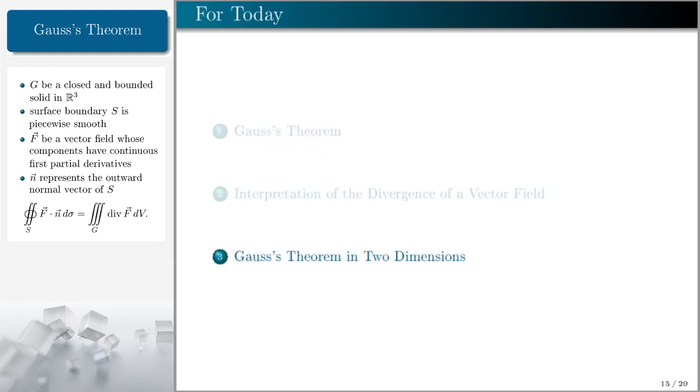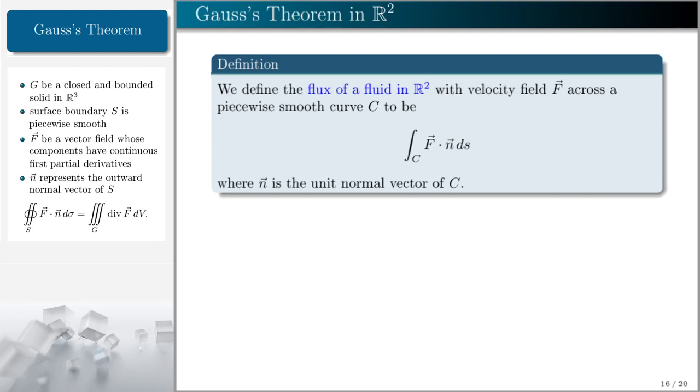Now we will be concluding our topic for Gauss Theorem by studying the result of Gauss Theorem in 2 dimensions. As you may know, Gauss's theorem requires 3 variables because it has a triple integral on the right-hand side of our equality. For us to define Gauss theorem in 2 dimensions, we first need a notion of flux in 2 dimensions. And that is the flux of a fluid in R squared of the velocity field F across a piecewise smooth curve C, given as follows.